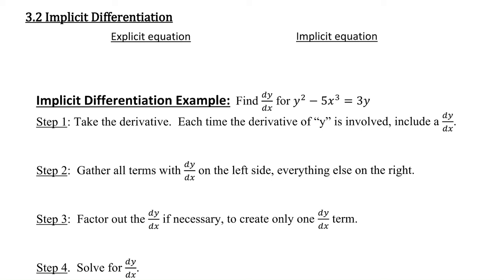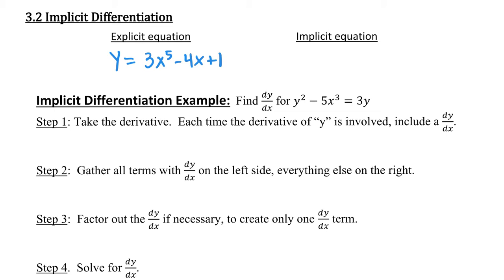Okay, in 3.2, we are doing implicit differentiation, which is just finding the derivative of an implicit equation instead of an explicit equation. An example of an explicit equation is one that starts with y equals or f of x equals, something like y equals 3x to the fifth minus 4x plus 1. It starts with y equals, the independent variables on the right, so that's an explicit equation, and we already know how to find the derivative of that very easily.